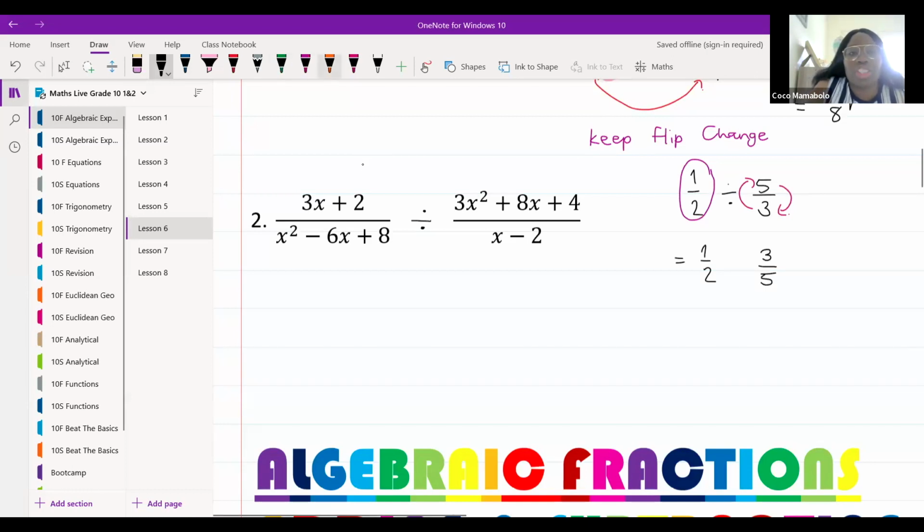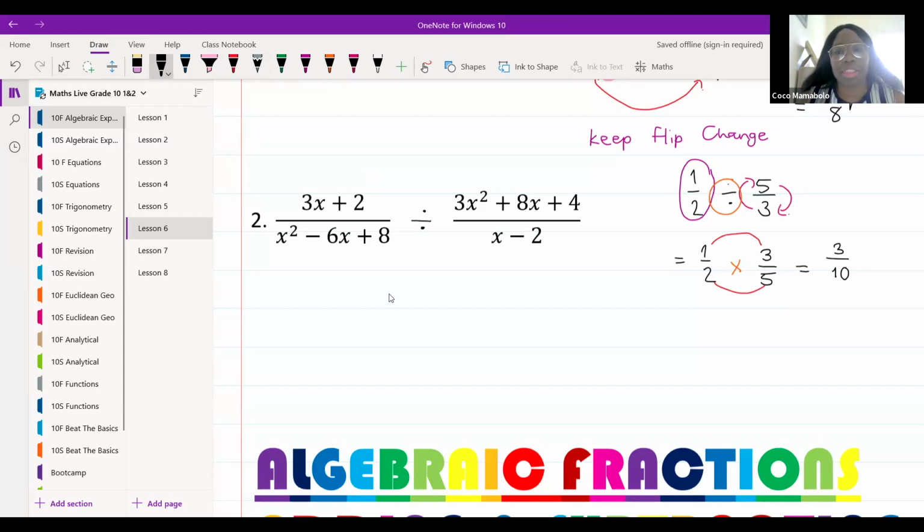And then the change means that I must change my division sign into a multiplication. Okay, keep, flip, change. Then what we will do is the same thing we did when we were multiplying our fractions. Multiply the top with the top and multiply the bottom with the bottom. So 1 times 3 will give me 3 and 2 times 5 will give me 10.